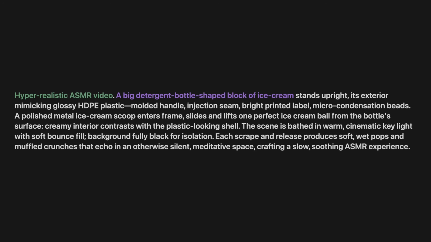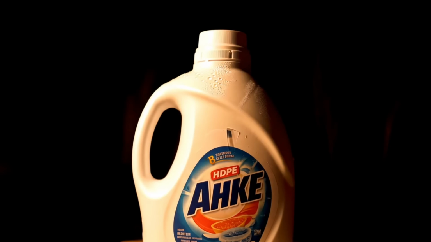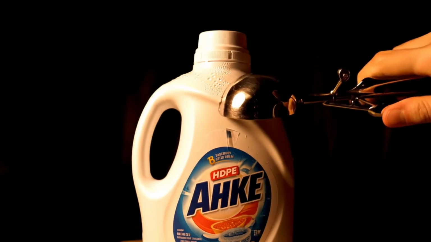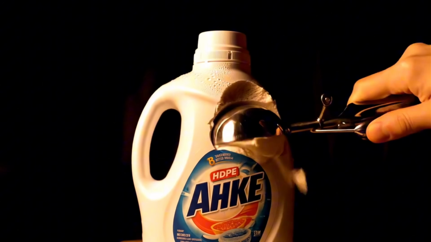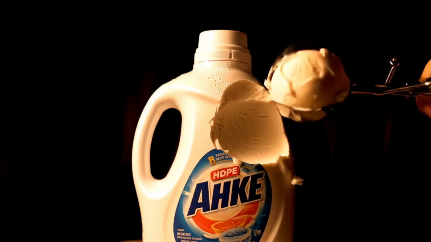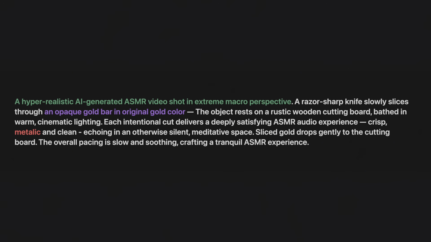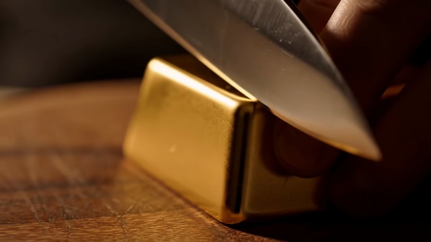Here, for example, I updated my prompt with a detergent bottle made of ice cream, and a metal scoop takes an ice cream ball from the surface of the plastic-looking bottle. Let's see the result. And as an alternative here, I used a gold bar to generate some diverse results.